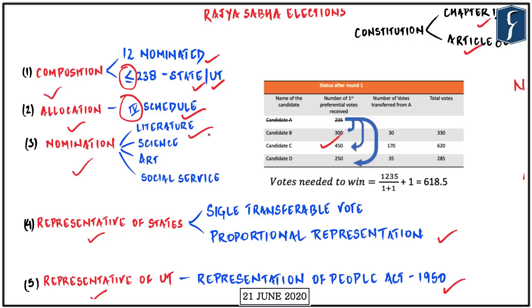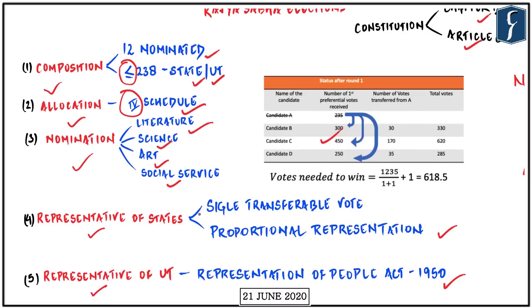Nomination is done on the basis of literature, science, art and social services. As far as the representatives of the states are concerned, they are chosen on the basis of proportional representation via single transferable vote. Representation of the UTs has not been specified in the Constitution of our country and was left for Parliament to decide, and they have amended the Representation of the People Act 1950 to provide for a similar procedure as has been followed for the states.